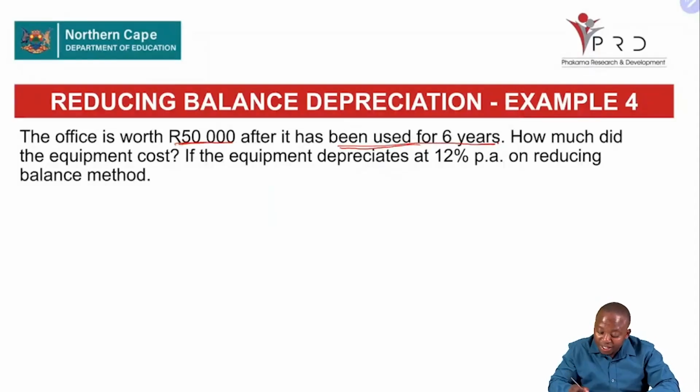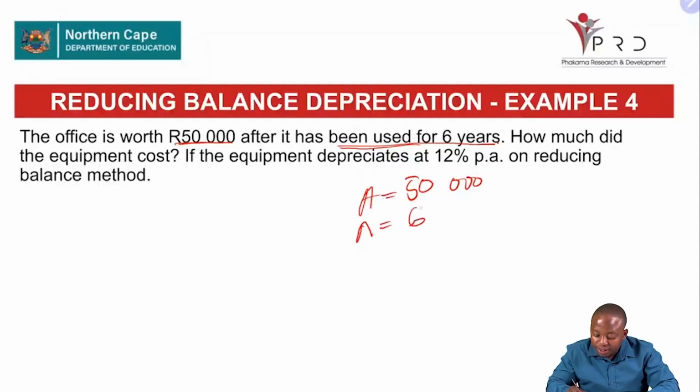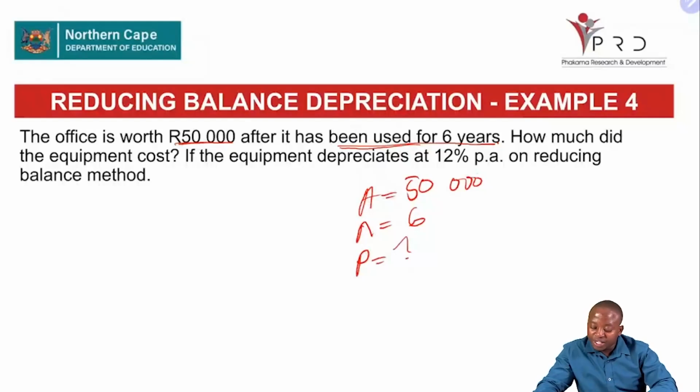So 6 years. The future amount is 50,000, and our N is 6. How much did the equipment cost? So we're saying, how much did it cost 6 years ago before it was used? So we're looking for the present value 6 years ago.